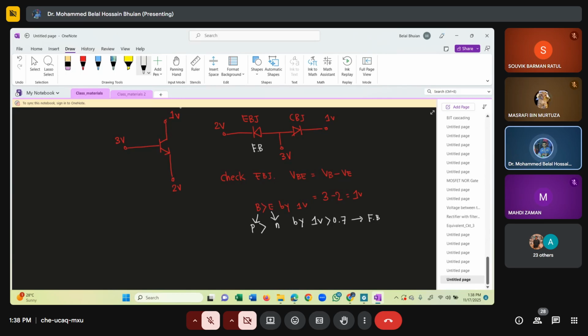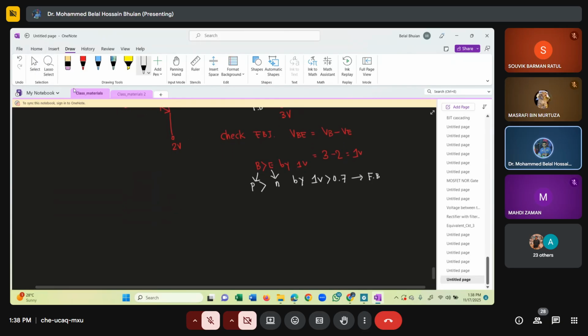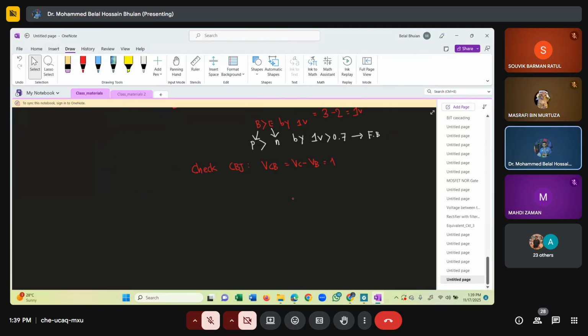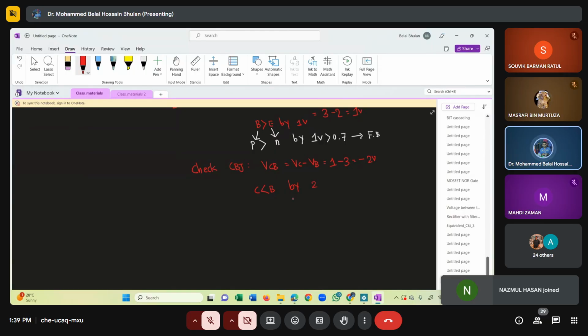So is that enough? No, it's not enough. So I need to check the CBJ. Again, we do VCB or VBC. So VC minus VB. VC is our 1 volt, VB is 3 volt. So 1 minus 3 is minus 2 volt. So you can say C is less than B by 2 volt. The collector terminal voltage is less than the base terminal by 2 volt.